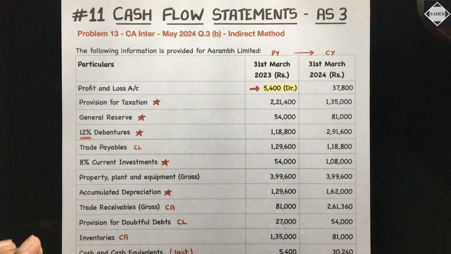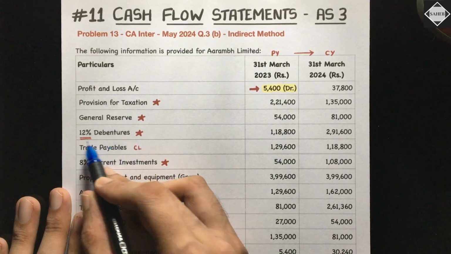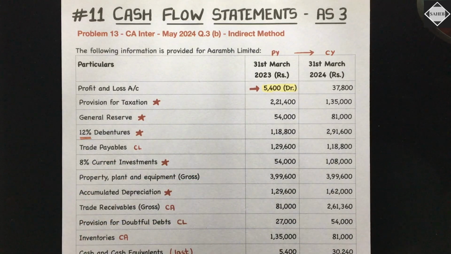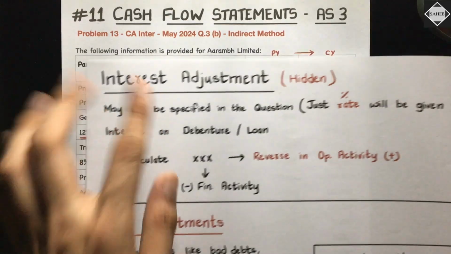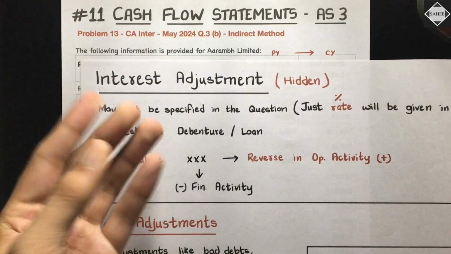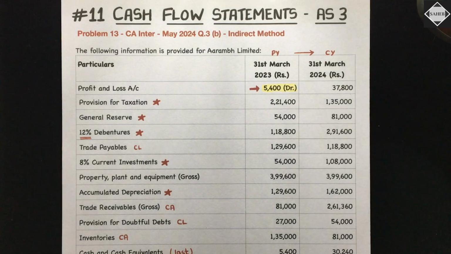Okay, fine, understood. Next we have 12% debentures. Now 12% debentures, rate is given. You all know whenever rate is given, there will be interest adjustment, a hidden interest adjustment. We have to calculate the interest and consider that in the cash flow statement, isn't it? Yes, rate is given, so we will do that.